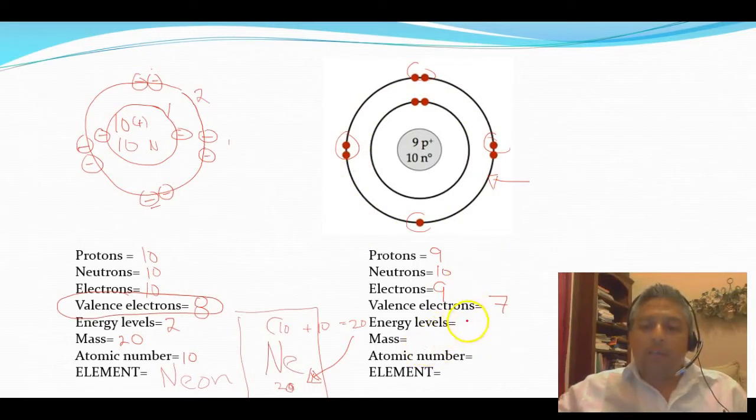Energy levels, we got 2. The mass is 9 plus 10, that will be equal to 19. So the mass will be 19 AMUs. The atomic number will be the protons, which is this one. That is 9. And the element will be fluorine.